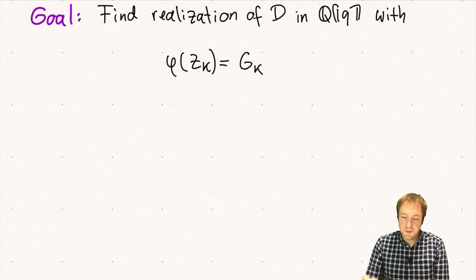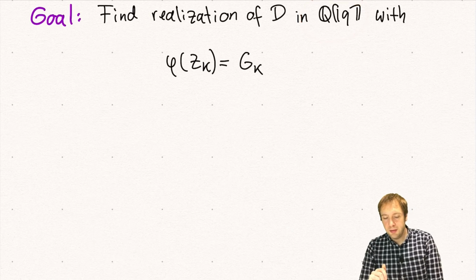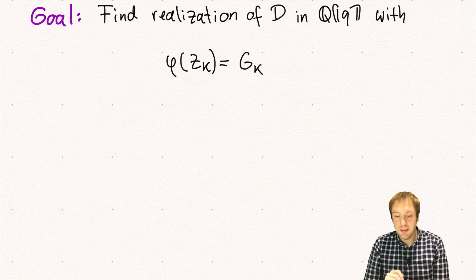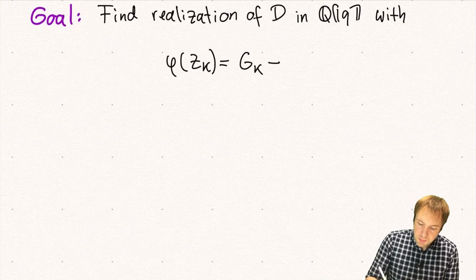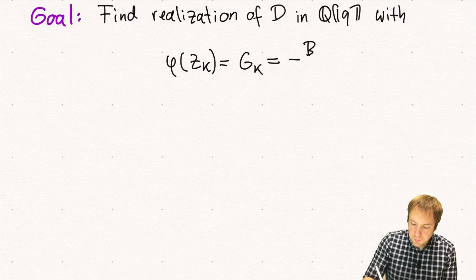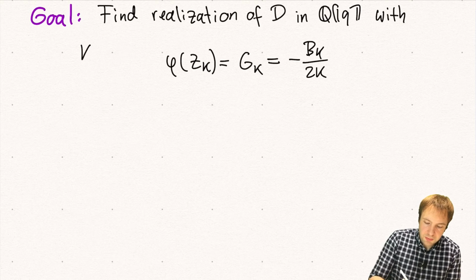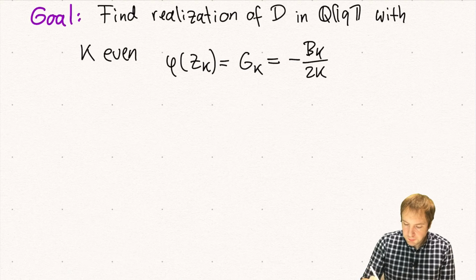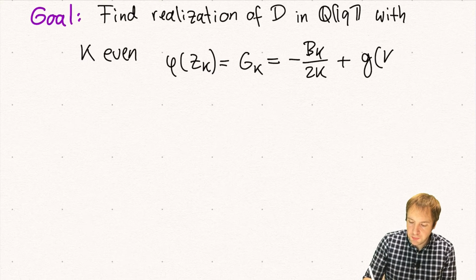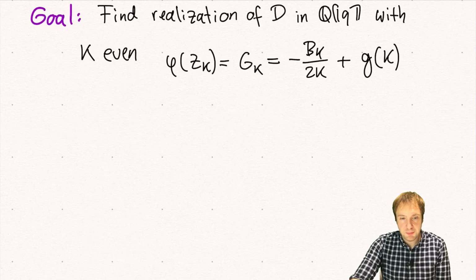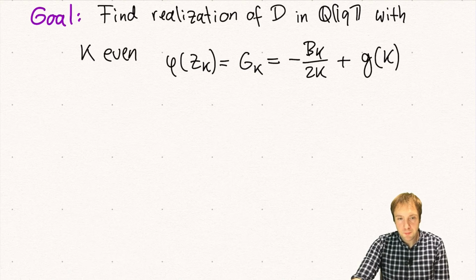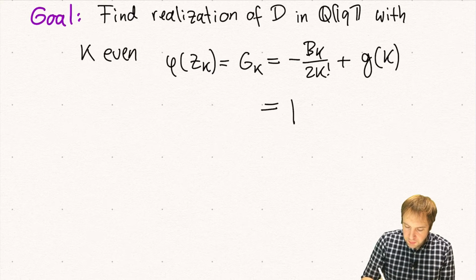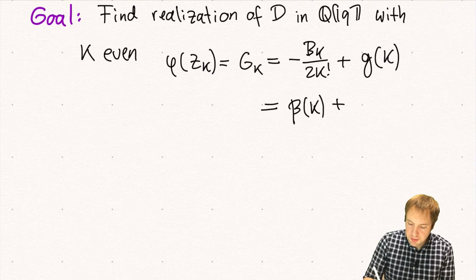Find a nice realization of D in the space of Q series with rational coefficients such that the image of zk equals the Eisenstein series, and remember the Eisenstein series was minus bk over 2k, so we now assume k is even, plus our Q series G. Oh, and here's also a factorial. And this we also write just by beta and gk.